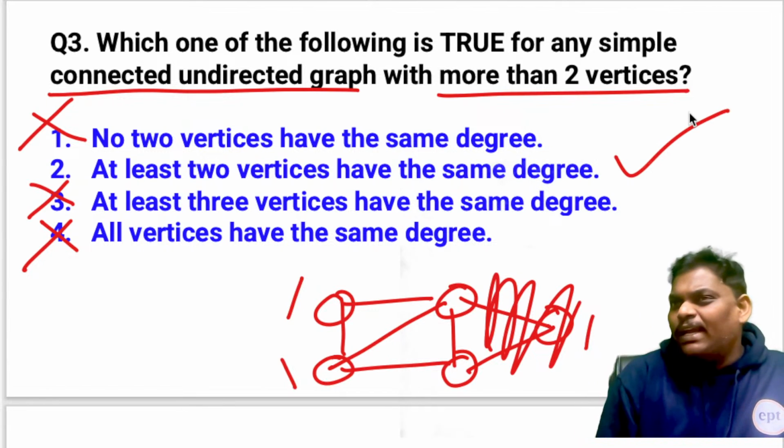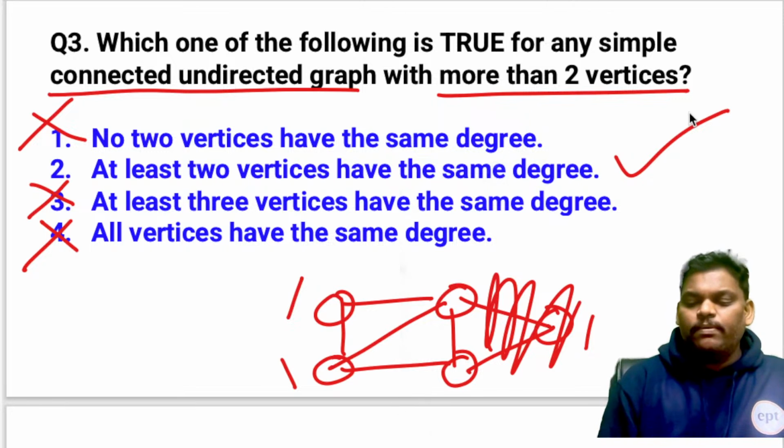So you have to take some examples and you have to check.